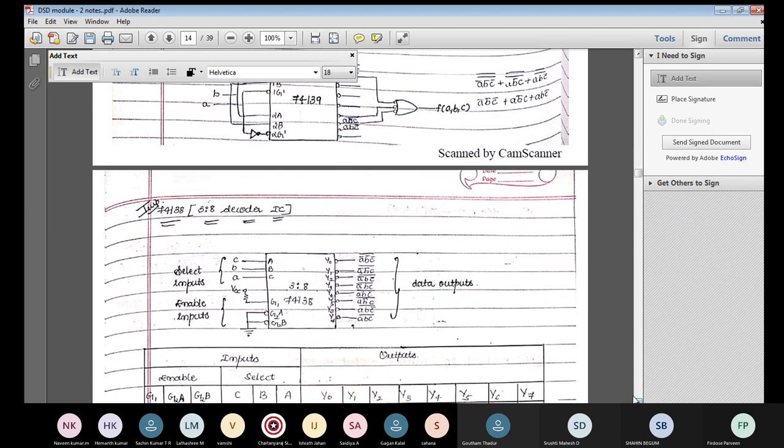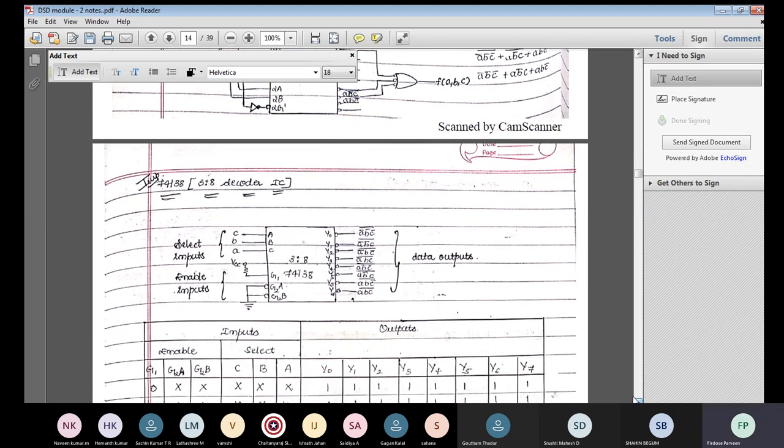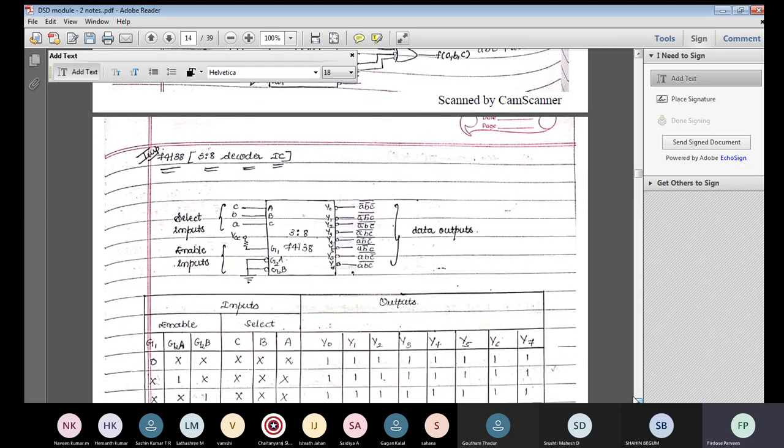74139 is a dual 2-to-4 decoder. It has dual 2-to-4 decoders with active low enable and active low outputs. Understand, whenever it is active low, it is bubbled. Active low means it is bubbled either at the input side or at the output side.